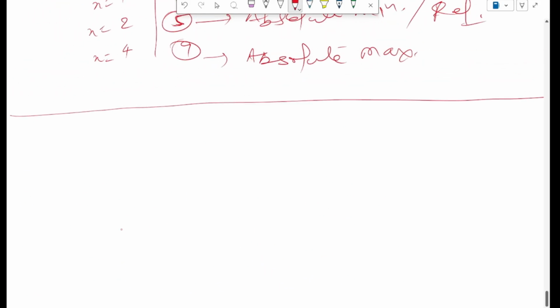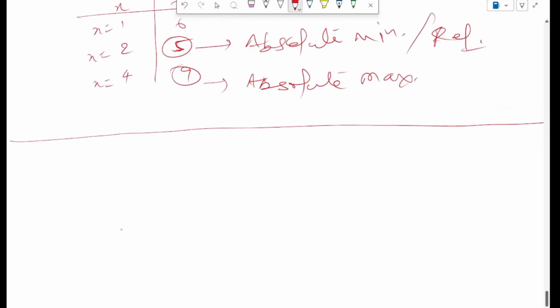So for the double derivative, we will calculate the twice derivative of a function, and then based on the nature of the double derivative we will predict whether it will be minima or maximum. We will conclude whether it is minima or maximum, right? So till then, keep practicing.